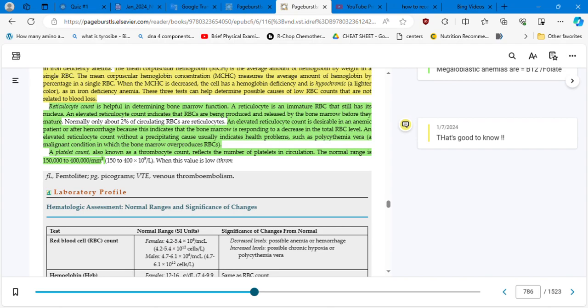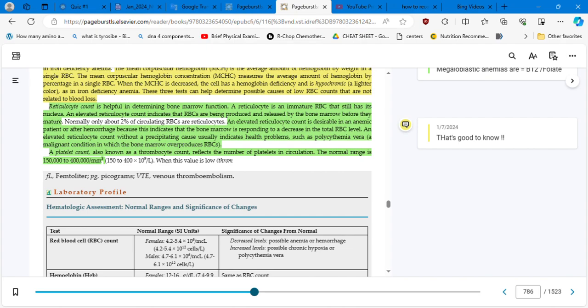It's an immature RBC that still has its nucleus. An elevated reticulocyte count indicates that RBCs are being produced and released by the bone marrow before they mature. So the reticulocytes are the baby RBCs. When a patient is having trauma or excessive bleeding, the amount of reticulocytes is going to be high, okay? And these are not mature cells.